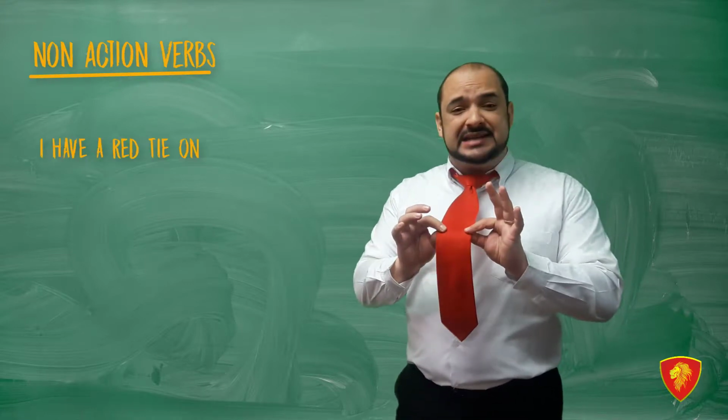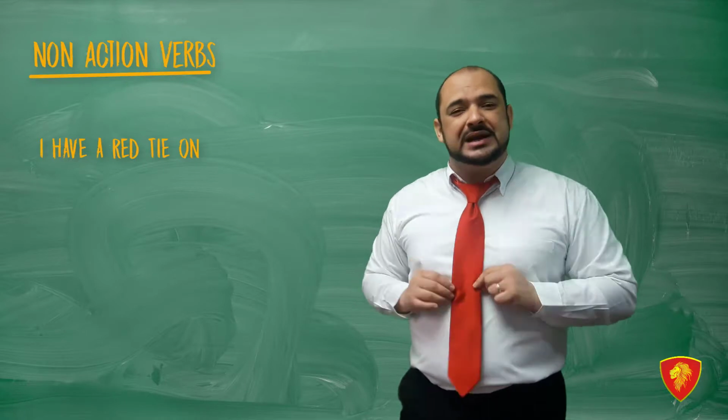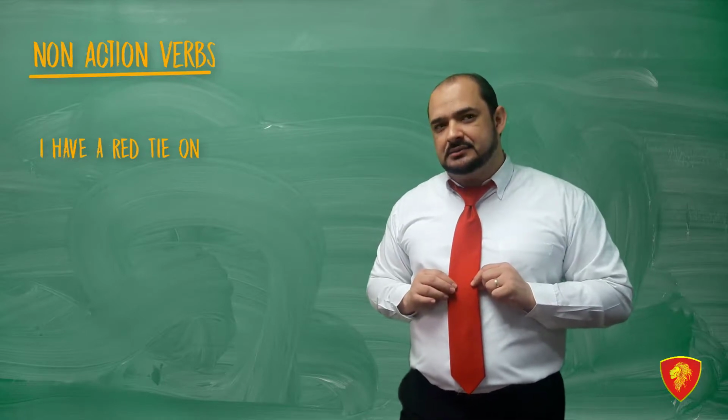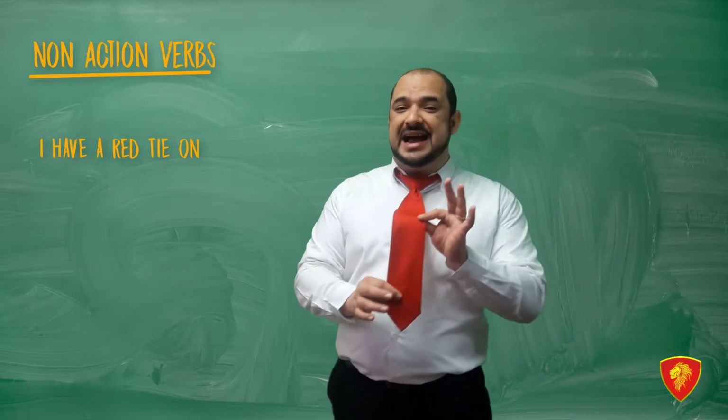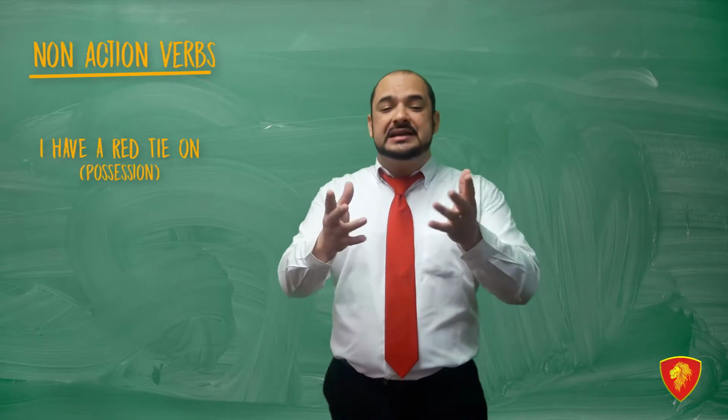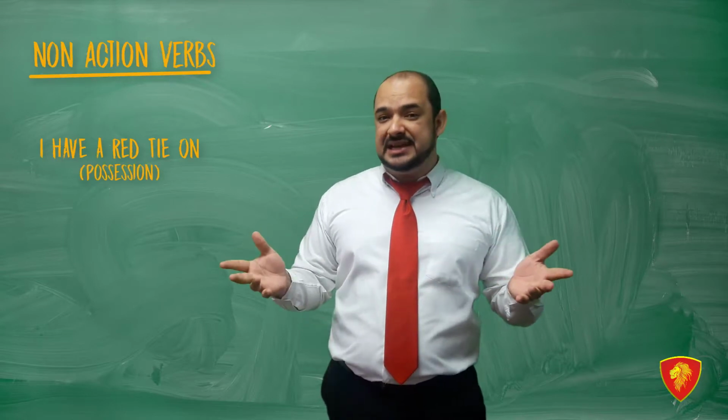Let's say, I have a red tie on. Or do I say, I am having a red tie on? No. The correct form is, I have a red tie. Why? Because I'm describing possession.